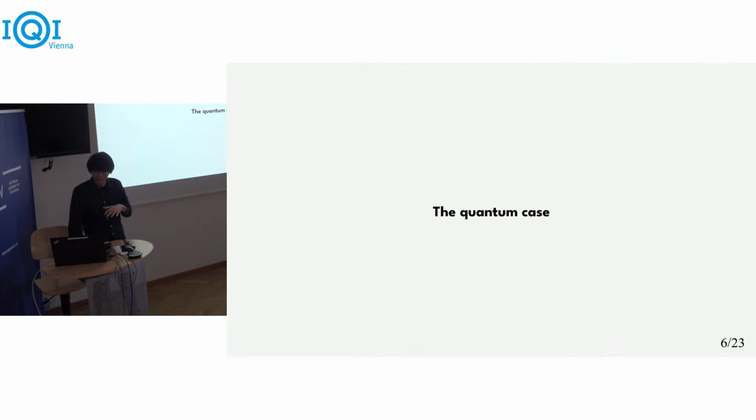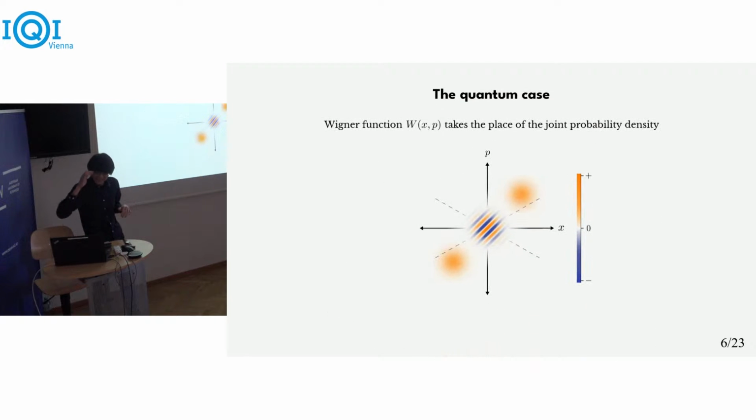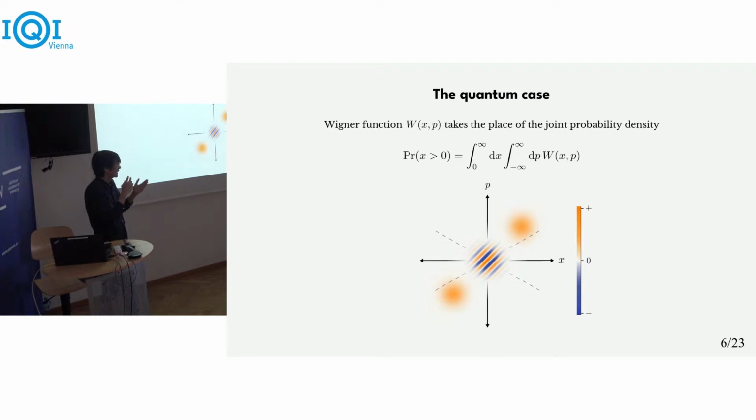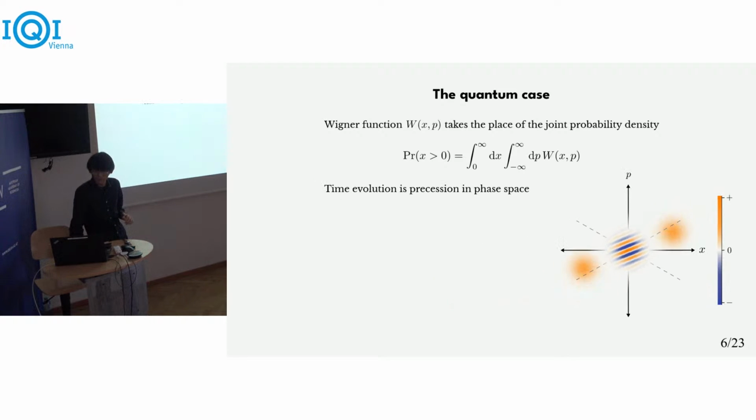So what about the quantum case? I like to reason about the quantum case, at least for the harmonic oscillator, in terms of the Wigner function, because a lot of the arguments we had before carry over just by replacing the joint probability density with the Wigner function. And this is really because the action of measuring whether the particle is in the positive x plane is just the integral of the Wigner function over the positive x plane. And the time evolution is again a precession in phase space.